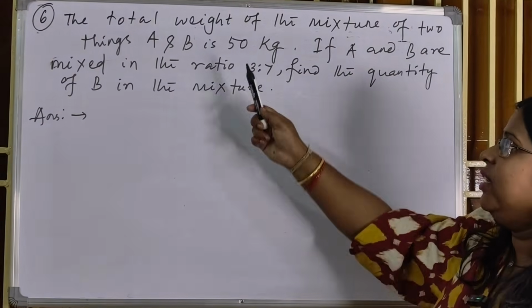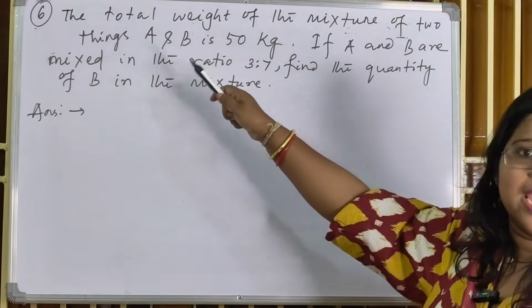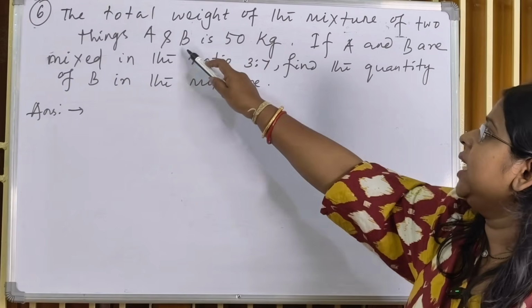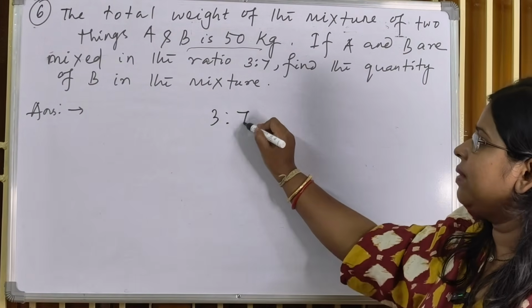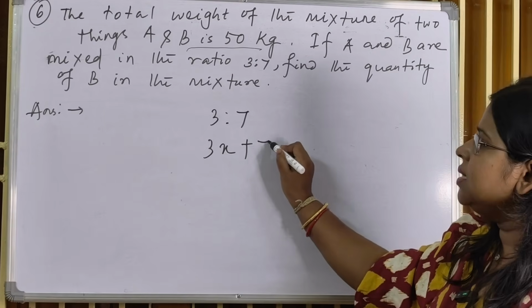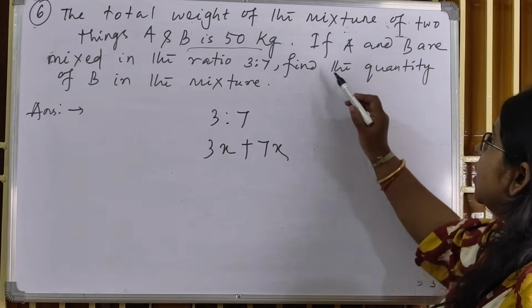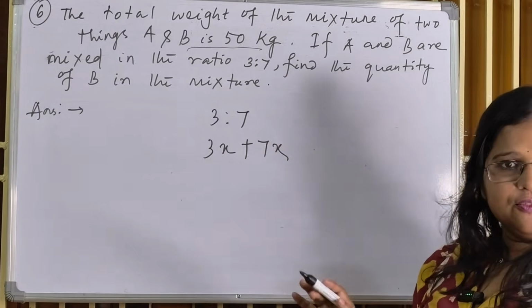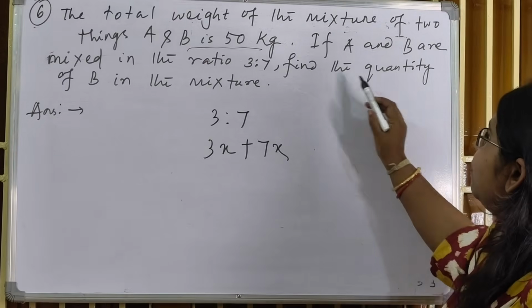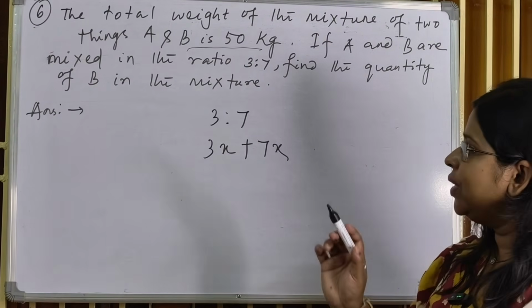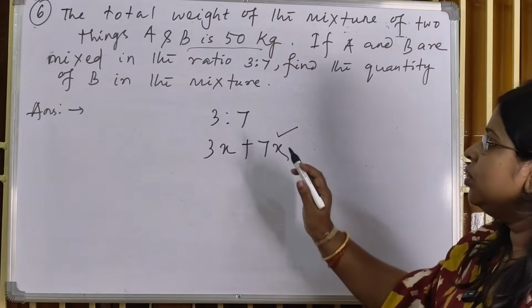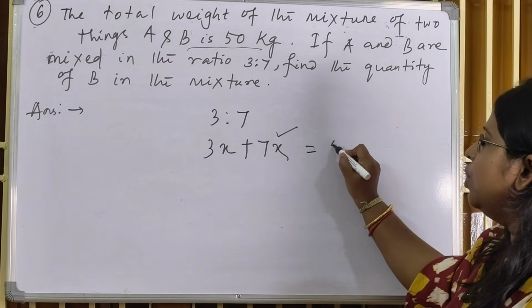Students, the question is given. The total weight of the mixture, that is A and B's total weight, is 50 kg. If A and B are mixed in the ratio 3 is to 7, that means 3x plus 7x is the total weight, which is 50. Okay, so we have to find out the quantity of B only. We don't have to find out the A. So we need to find out the B. So 3x plus 7x equals 10x.